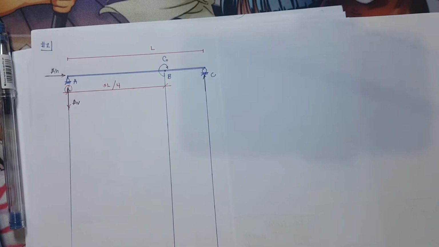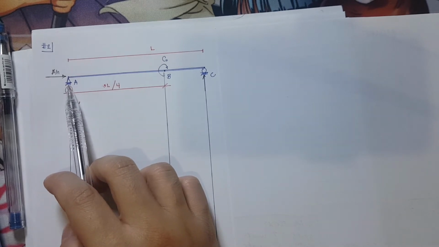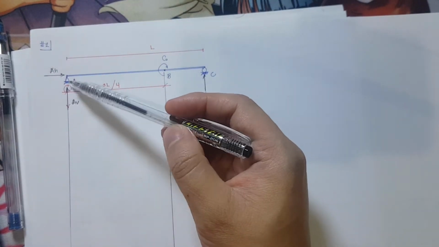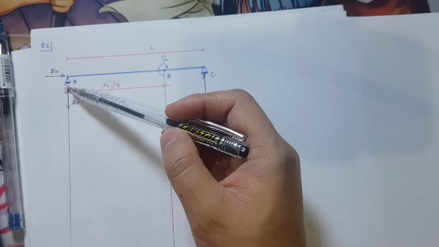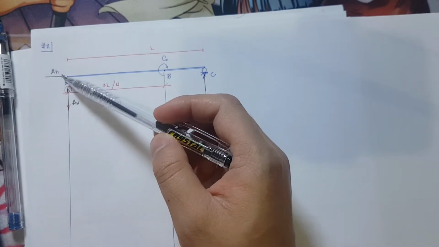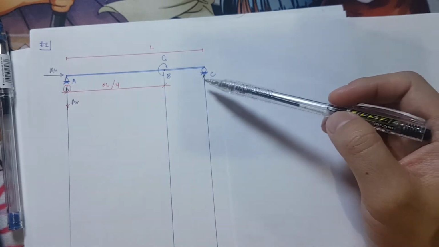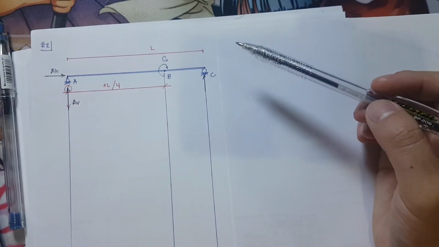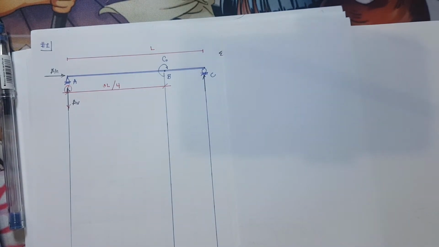Before that, since I have here a roller, we will be having one reaction, which is vertical. At first, I assume it to be upwards. Then I have here horizontal. Then for the pin, I have here upwards. Okay, one reaction only.